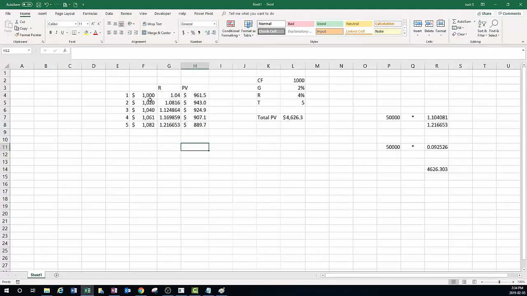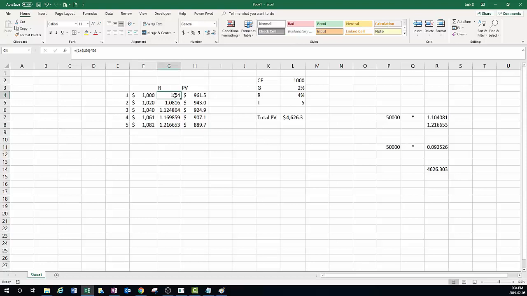Oh, hey guys, so let's just look at an Excel to see if the proof works. So we're going to assume that the cash flow, the first one is 1,000, the growth is 2%, the discount rate is 4%, and the time period is 5. So the first cash flow is 1,000, then it's multiplied by 1 plus 2%, then it keeps being multiplied by 1 plus 2%, and the last cash flow is 1082.